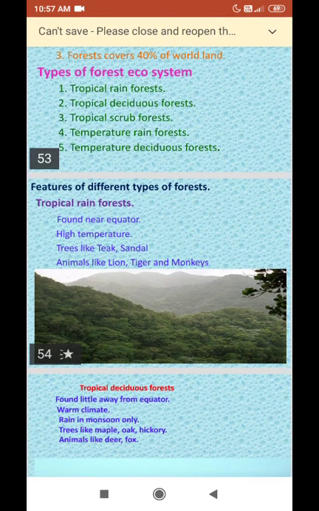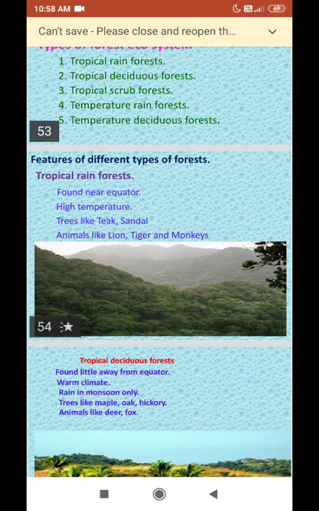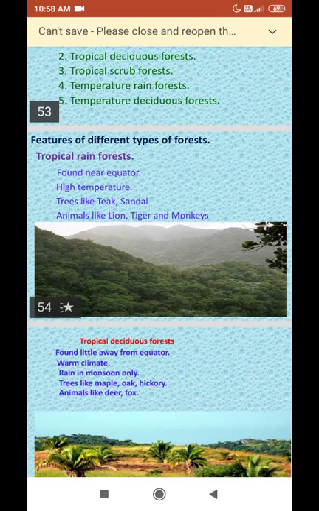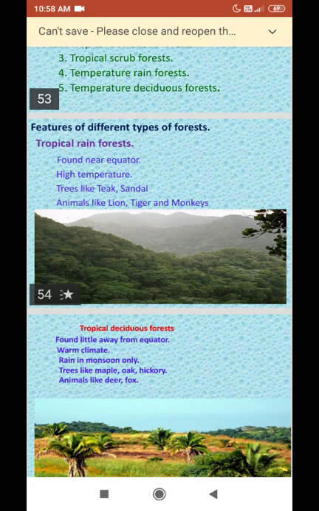The first one is the tropical rainforest, the second is the tropical deciduous forest, the third one is the tropical scrub forest, the fourth one is the temperate rainforest, and the fifth one is the temperate deciduous forest. First, we are going to see the features of the different types of forest. First, the tropical rainforest.